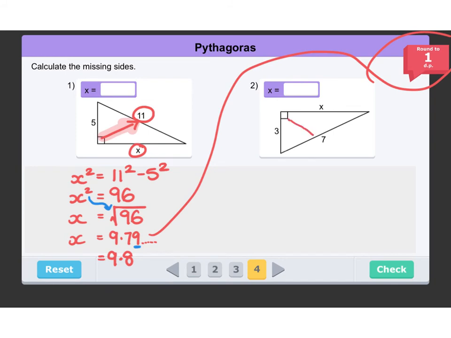Okay, next one along. Opposite the right angle is the hypotenuse. So we have the longest side, so our x is one of the shorter ones. So we're going to do the biggest square, take away the smaller square. Okay, grab your calculator. Again, the opposite of squaring is square root.